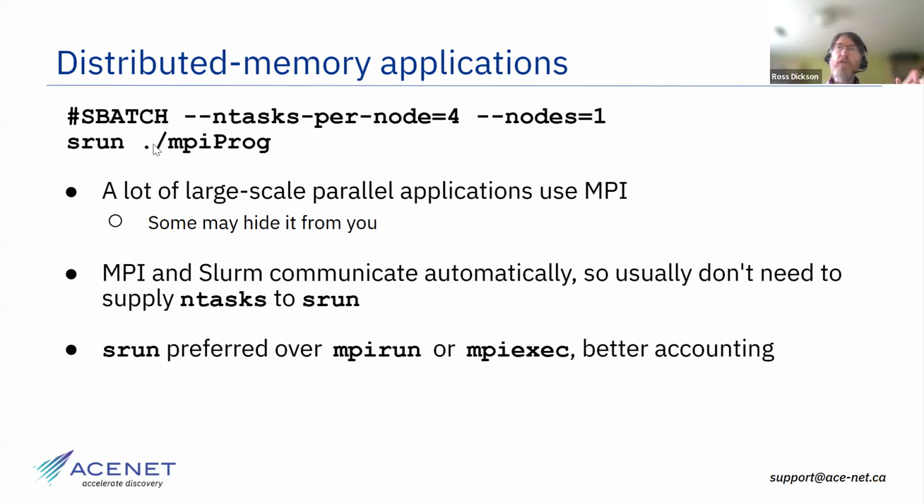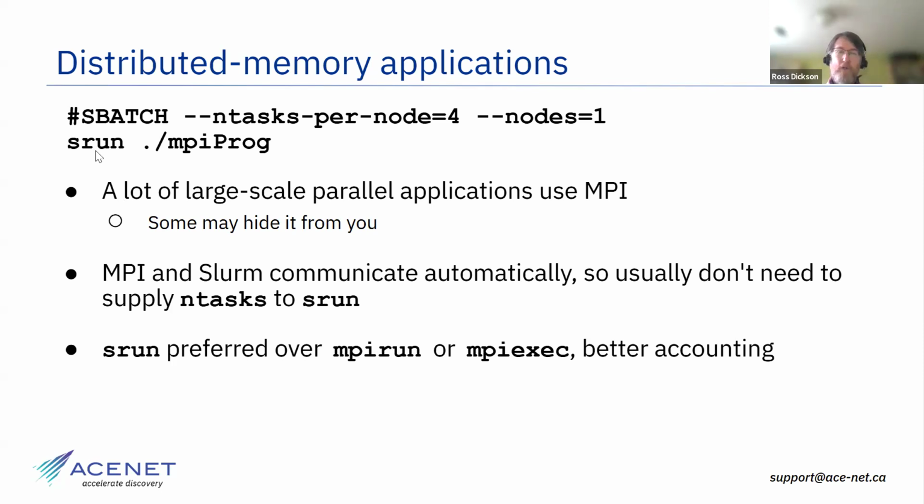You may see in documentation for MPI programs that it says it should be run with mpirun or mpiexec. This is also true. srun basically is a replacement for mpirun or mpiexec in the Slurm context. It does the same things and a little bit more, basically gives us better accounting. So largely, if the documentation says mpirun or mpiexec, you replace it with srun.